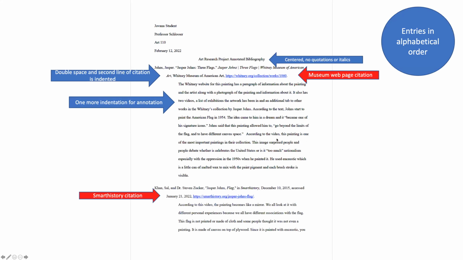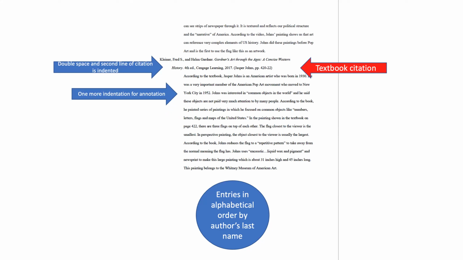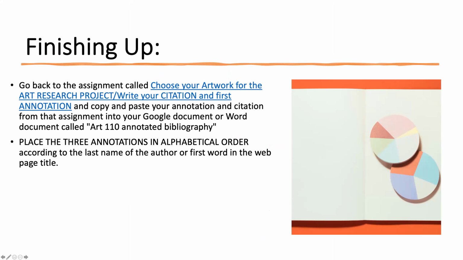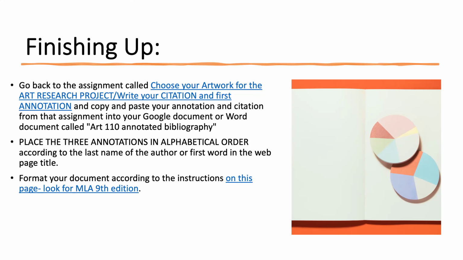So you can just take a look at how this looks. I also have a sample on the Canvas page along with the PDF, so you can take a look at it. 1-inch margins, use a font like Times New Roman, 12 point, and you should be good to go. All right, so go back to the assignment, copy and paste your first annotation. This is the one from the textbook. And then place them in alphabetical order according to the last name of the author or the first word in the web page title. Format your document according to the instructions.